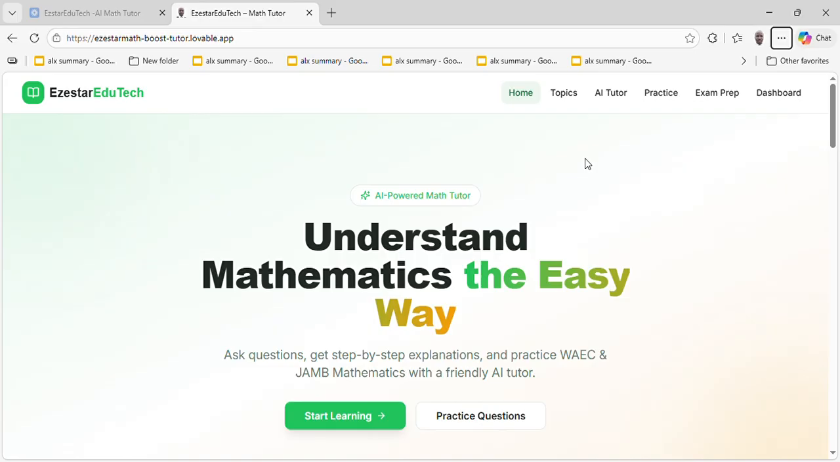This is EzestarEduTech, an AI-powered mathematics tutor built specifically for Nigerian students from JSS to SS. The app is live at ezestarmath-boost-tutor.lovable.app.